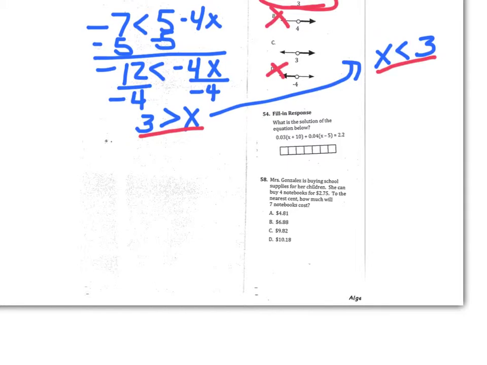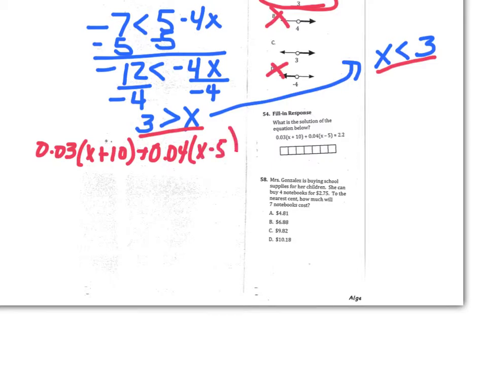Now, number 54 is a decimal problem, but don't let it freak you out. We're just going to go ahead and, let's see, got to get my pen tool back. There it is. All right, so I'm going to copy it over here. So 0.03 times x plus 10, going to have to distribute there, plus 0.04 times x minus 5, going to have to distribute here as well, equals 2.2.